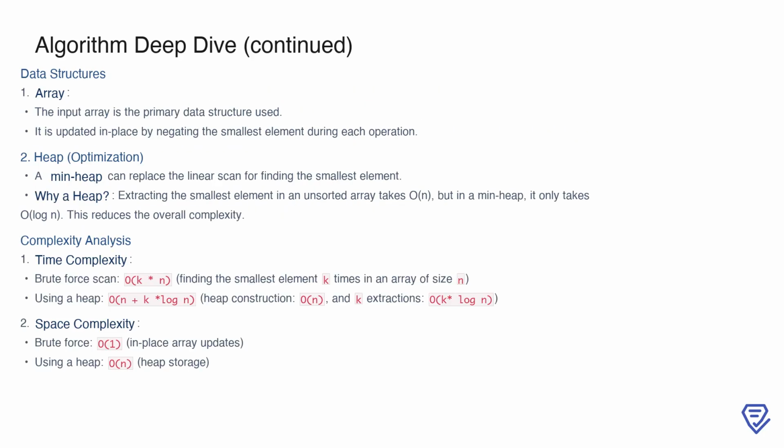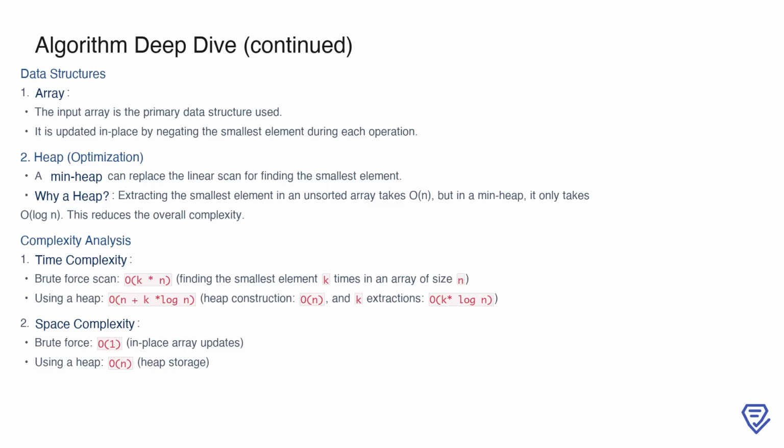To implement this approach, the input array serves as the primary data structure. During each operation, it is updated in place as we negate the smallest element. However, scanning the array to find the smallest element in each iteration can be inefficient, especially for large arrays. A min-heap offers a more optimized solution. In a min-heap, extracting the smallest element is significantly faster, taking only O(log n) time compared to the O(n) time required for a linear scan. This optimization reduces the overall time complexity of the algorithm.